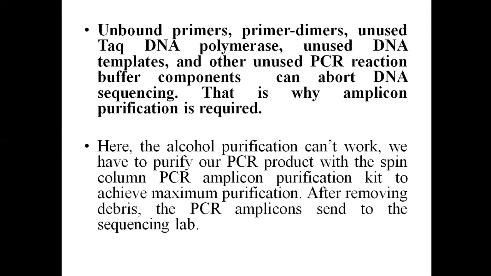So nowadays you have a kit that will give you the gene of interest separated as a purified DNA fragment. Here the alcohol purification method won't work. We have to purify our PCR product with a spin column PCR amplicon purification kit to achieve maximum purification, so that after removing the debris, the PCR amplicon is sent to the sequencing lab.